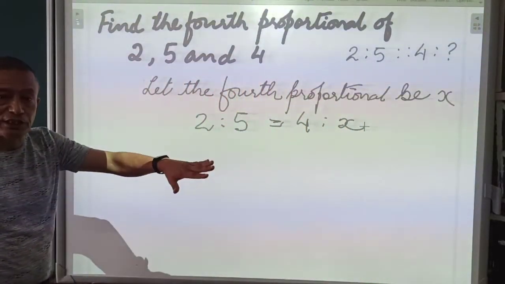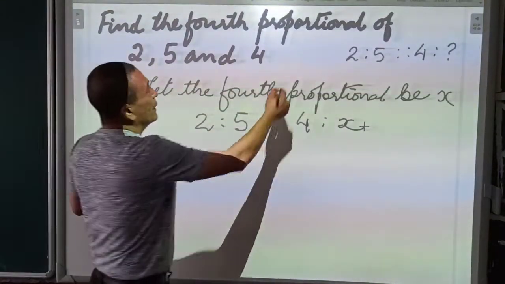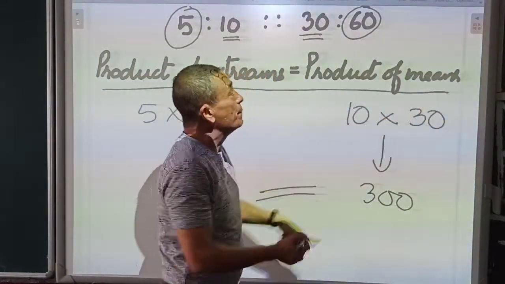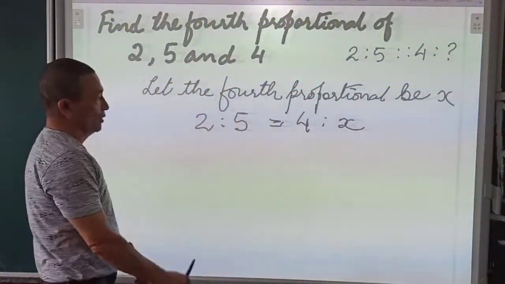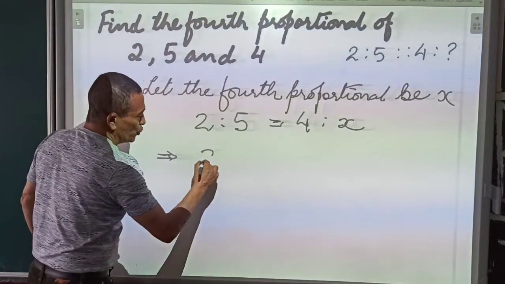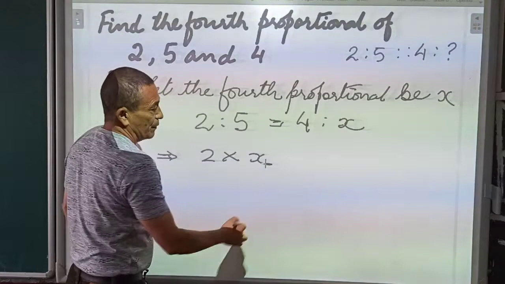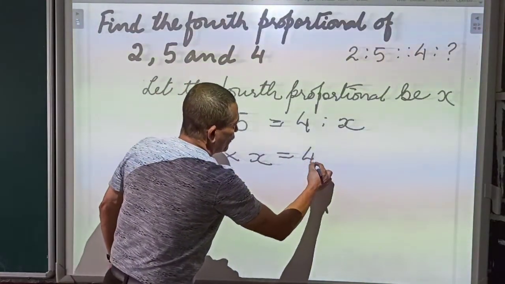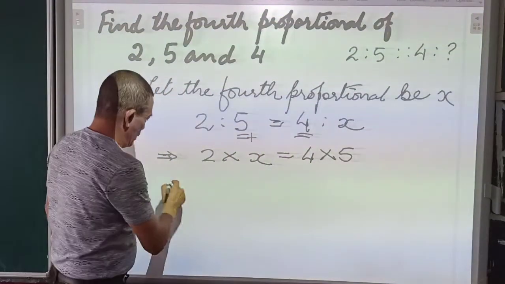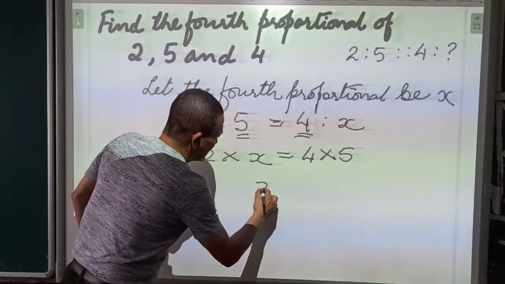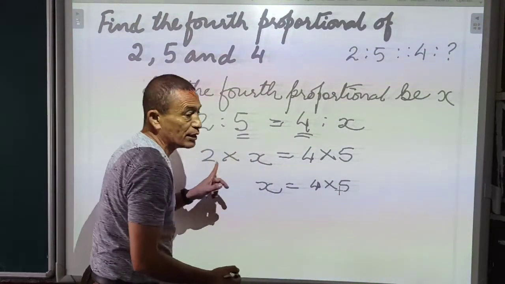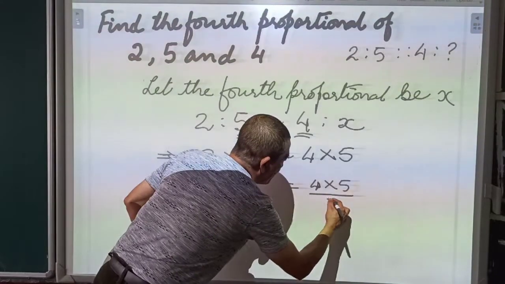Going back to product of extremes is equal to product of means, we will be using that now. That means 2 and x are the extremes. So the product of 2 and x will be equal to the product of the means, 4 into 5. These are the two means. So I can say that x will be equal to 4 multiplied by 5. This 2 is multiplying here, it will go and divide.